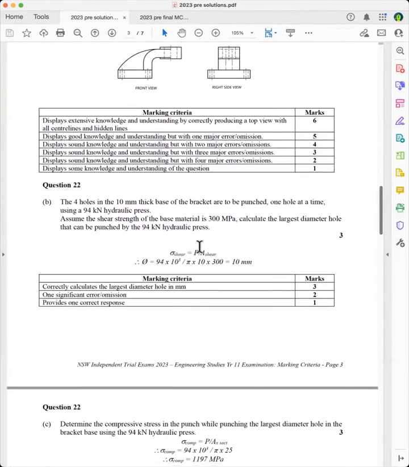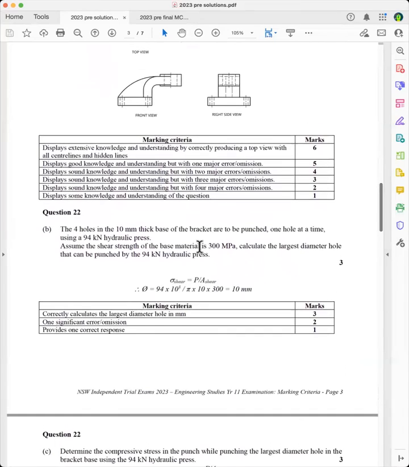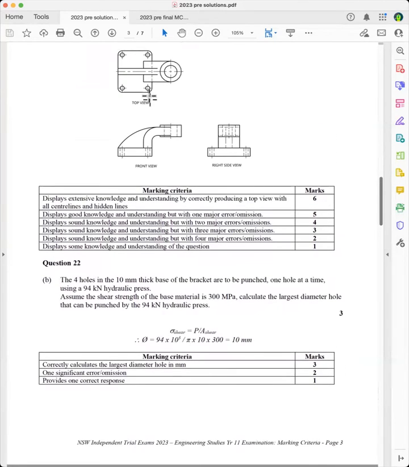Question 22. The 4 holes in the 10mm thick plate, so we're talking about these 4 holes up here, and it's 10mm thick, are to be punched 1 hole at a time using a 94 kilonewton hydraulic press. Assume the shear strength of the base material is 300 megapascals. Calculate the largest diameter hole that can be punched by the 94 kilonewton hydraulic press.